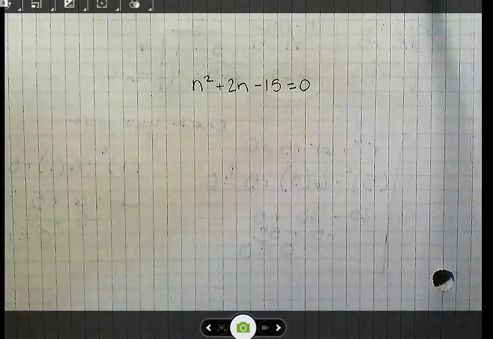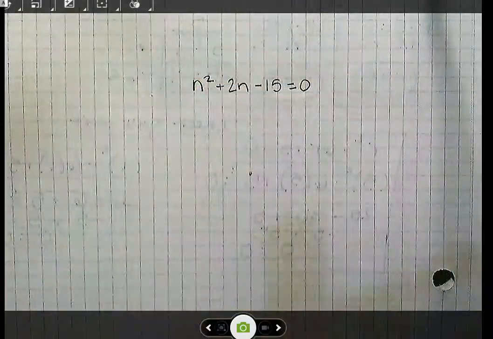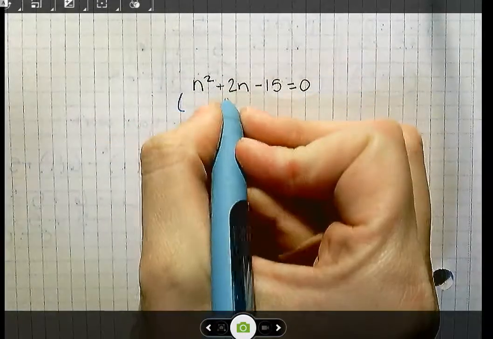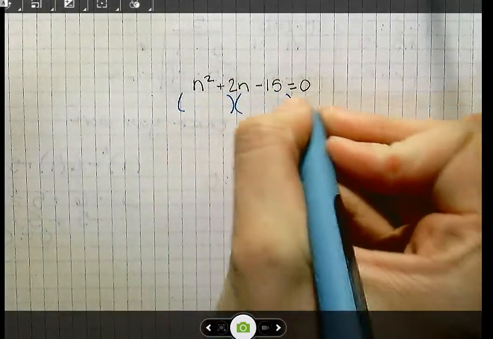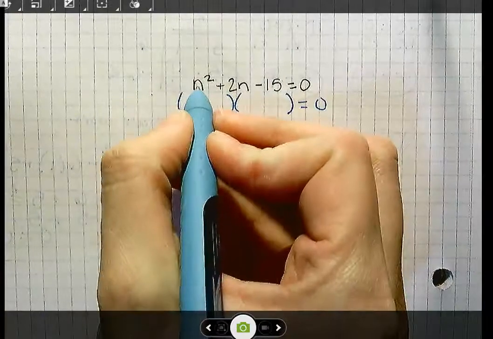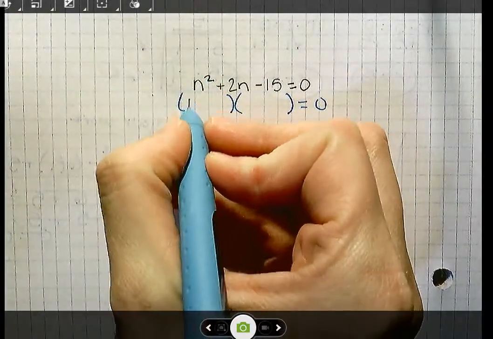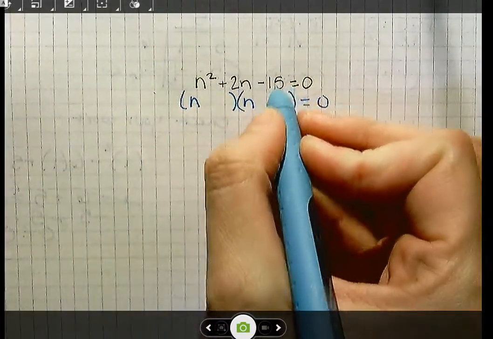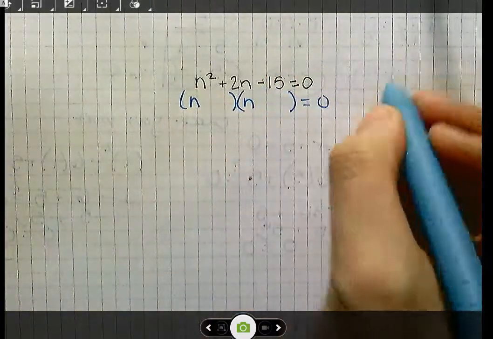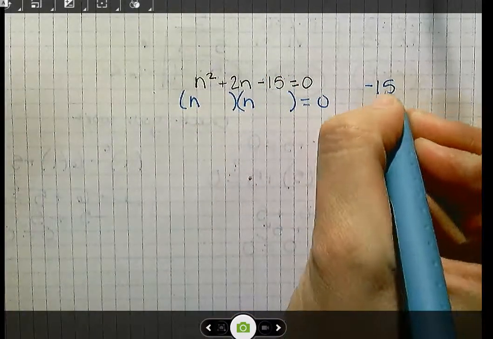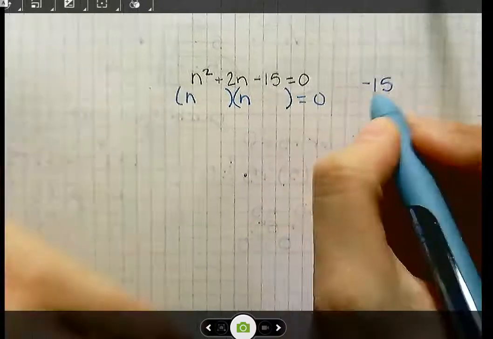Okay, so we draw our parentheses. Equal to 0. N times n gives me n squared. We look at the last number here, negative 15, and we think of the ways to create negative 15.